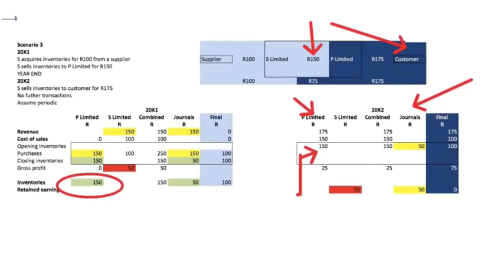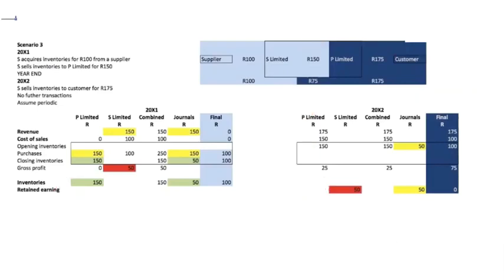That therefore being your cost of sales 150 with a sale of 75, showing you a 25 Rand profit. Please take a moment just to understand this before we proceed again with this video. So to briefly recap, what happened in the parent company's books?